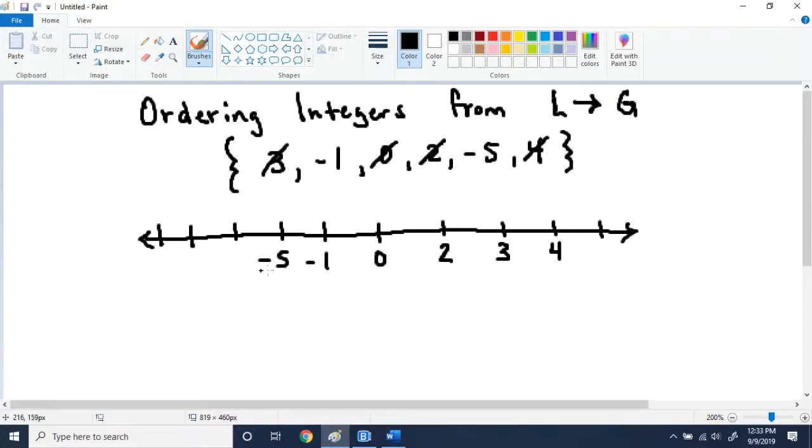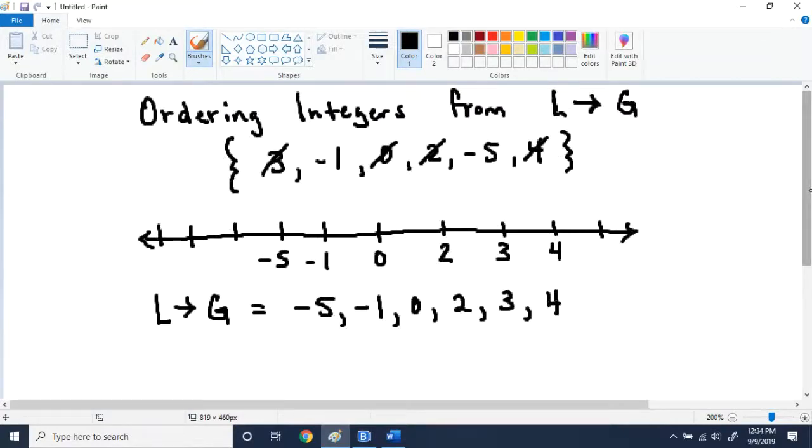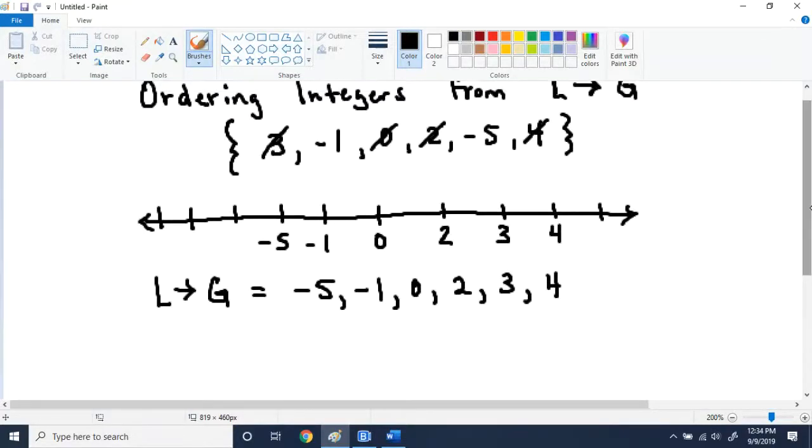Okay, so let's order these numbers from least to greatest, which as you look at on the number line is already in that order. So we have negative 5, negative 1, 0, 2, 3, and 4. Some may find it very helpful to do the number line to give yourself a visual instead of just looking at the number set and trying to figure out the values of what goes first and what goes last.